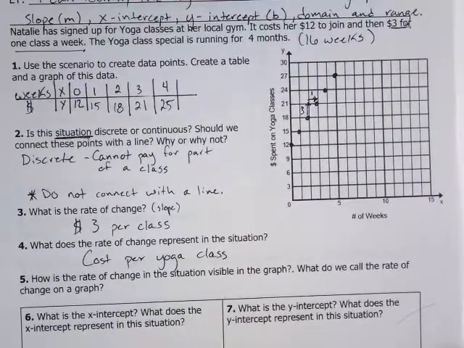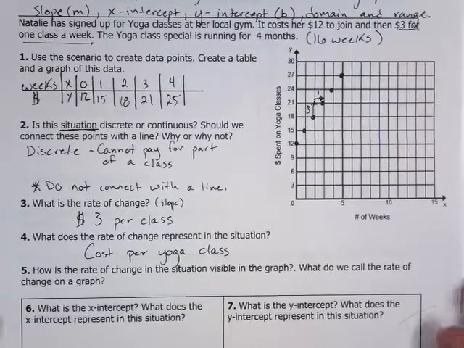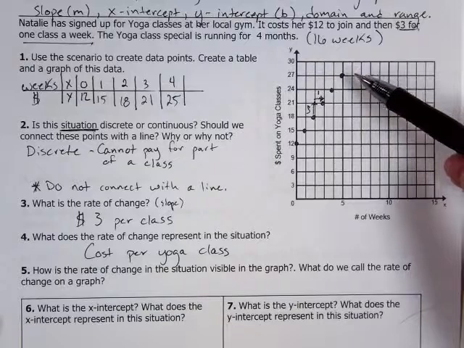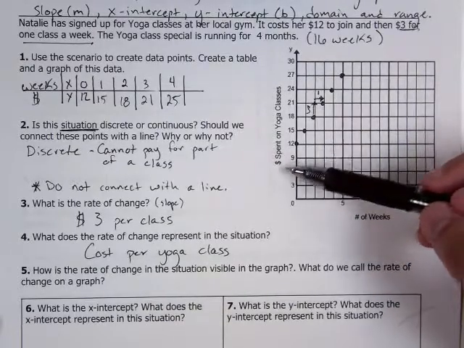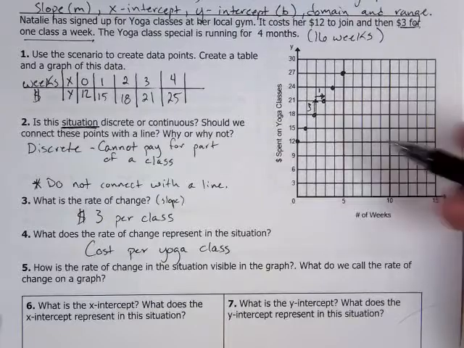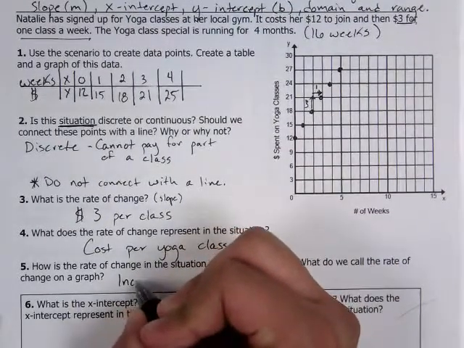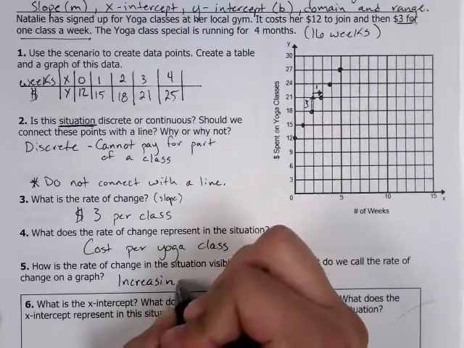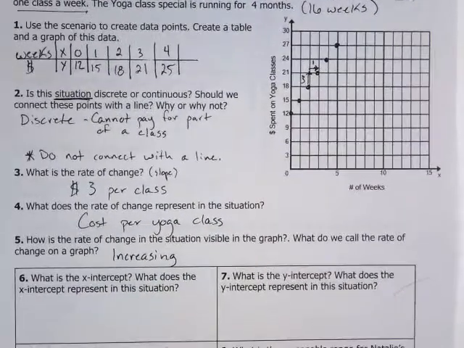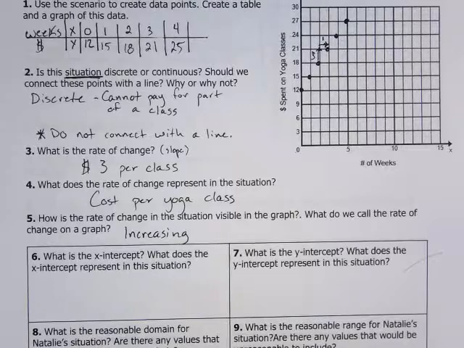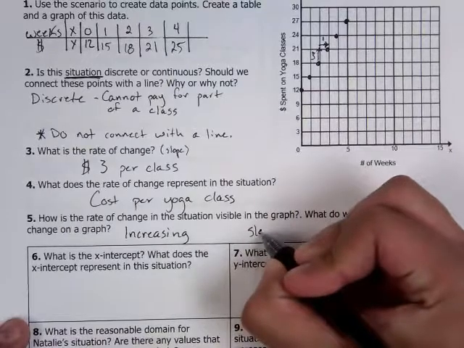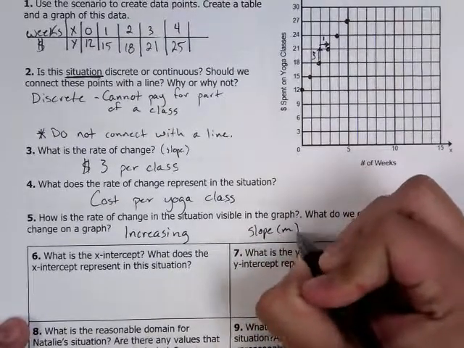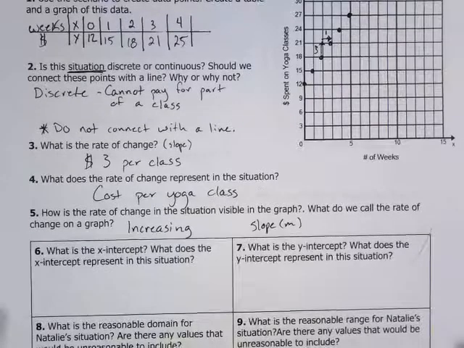How is the rate of change in this situation visible in the graph? What do we call the rate of change on a graph? Well, what type of correlation does this data have? It has a positive correlation, which means it's increasing. And what do we call the rate of change on a graph? Well, the rate of change is our slope. We mentioned that earlier. And just as a reminder, it's m.